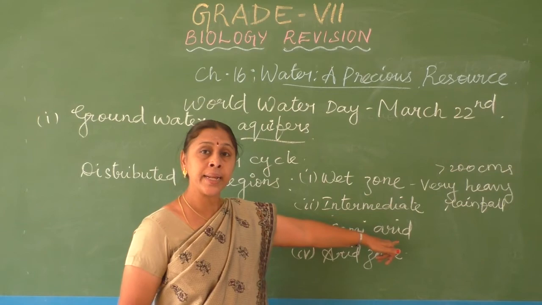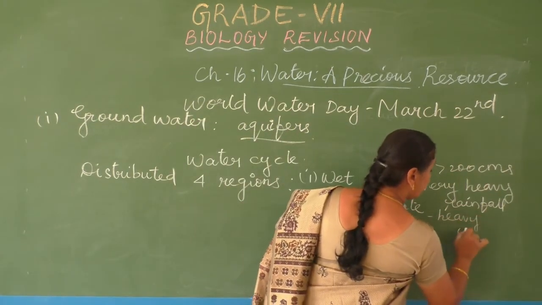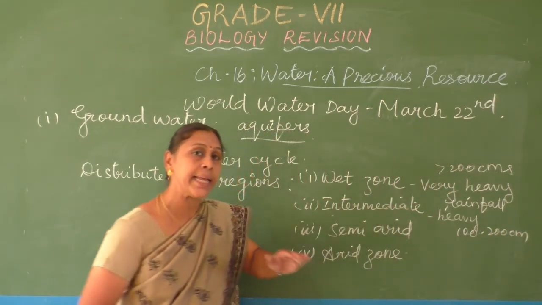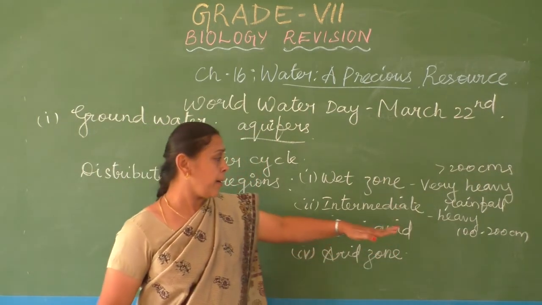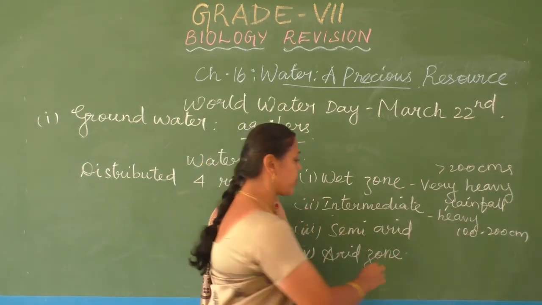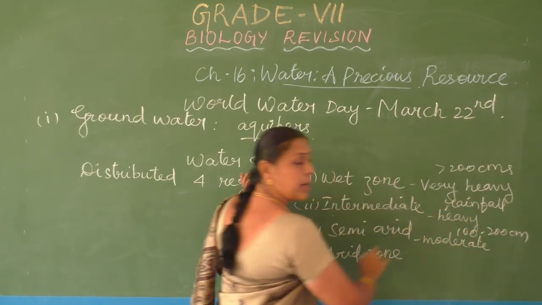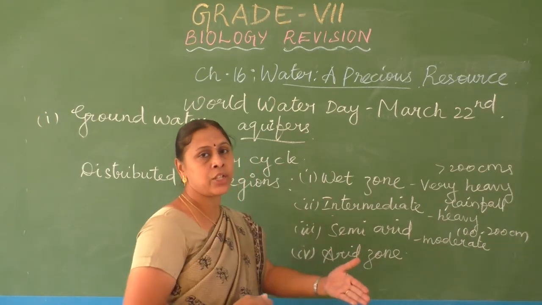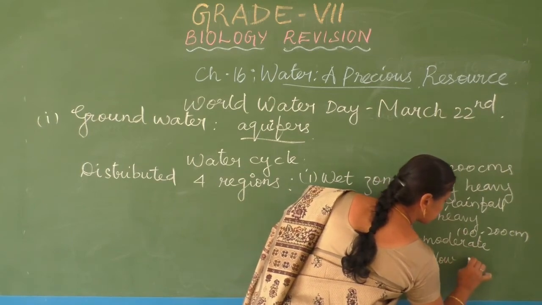Next one, in the intermediate zone, there is heavy rainfall, from 100 to 200 centimeters in a year. Next one, semi-arid zone, that is from 50 to 100 centimeters, moderate rainfall. Next, the last one, arid zone, that is less than the average level. Below 50 centimeters rainfall only will be received.